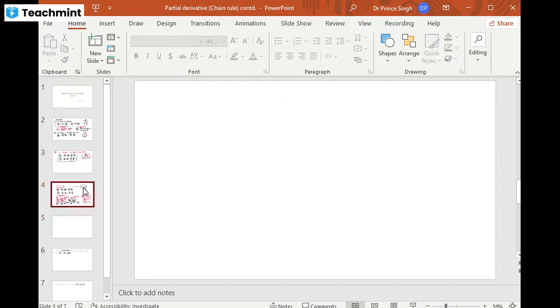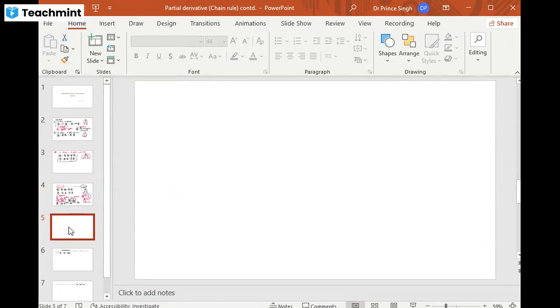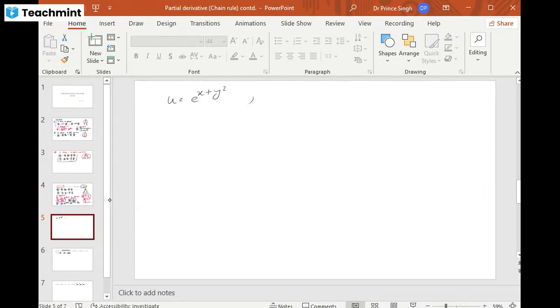Right. So what we need to calculate: u is equal to e raised to the power (x+y²). So u equal to e^(x+y²), and v is equal to x+y². V is equal to x+y². So again, we need to calculate ∂u/∂x. Again, we find that it is a composition of functions, which means firstly we need to differentiate the exponential function.